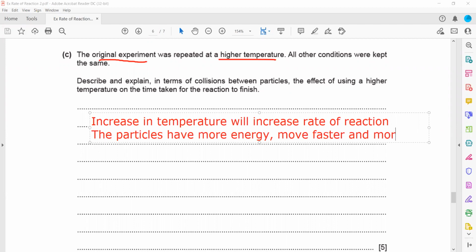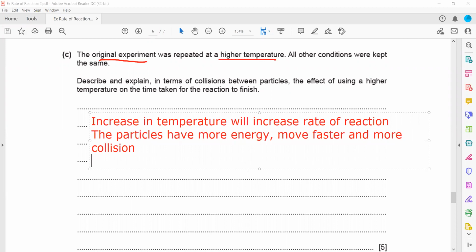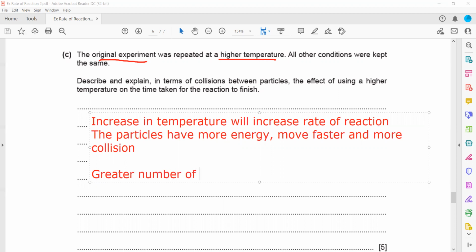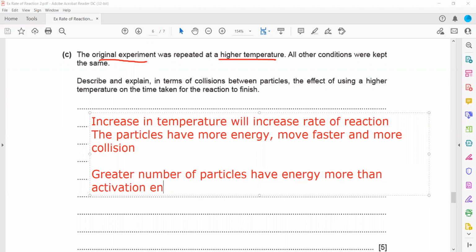And more collisions will be there. Then greater number of the particles will have energy more than activation energy. So greater proportion or greater number of the particles will have energy more than activation energy.